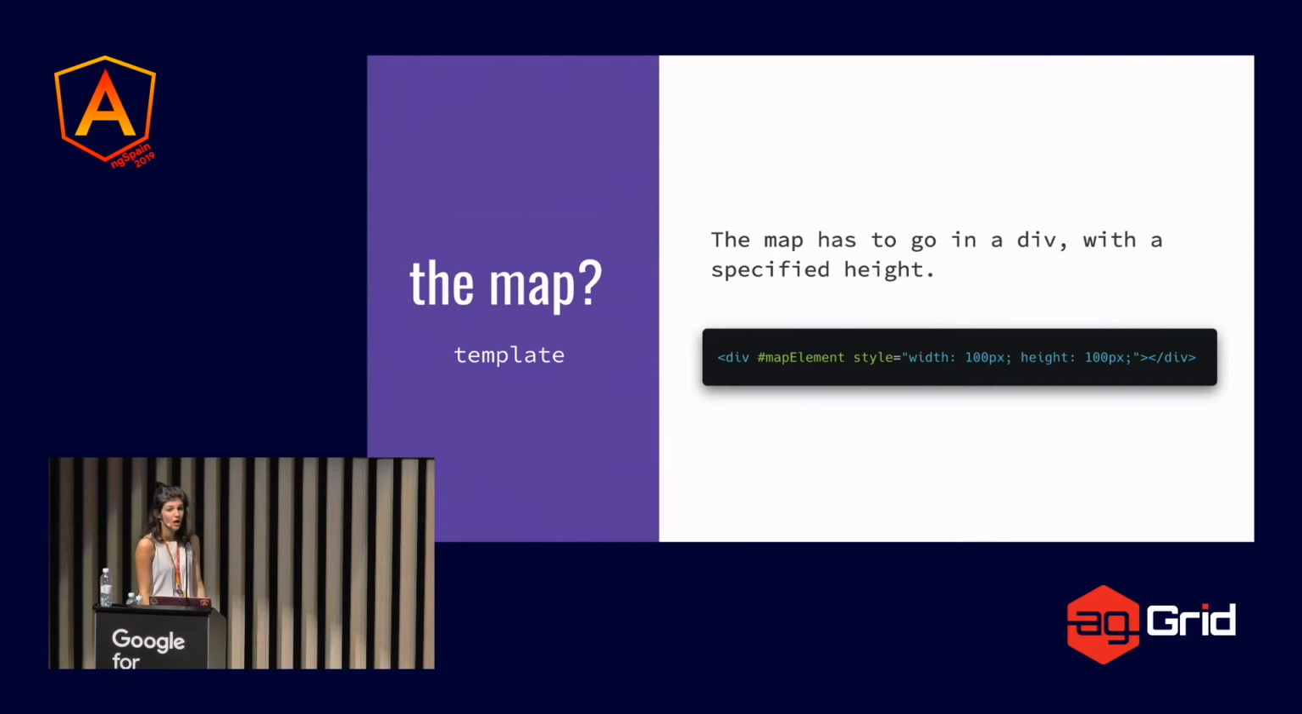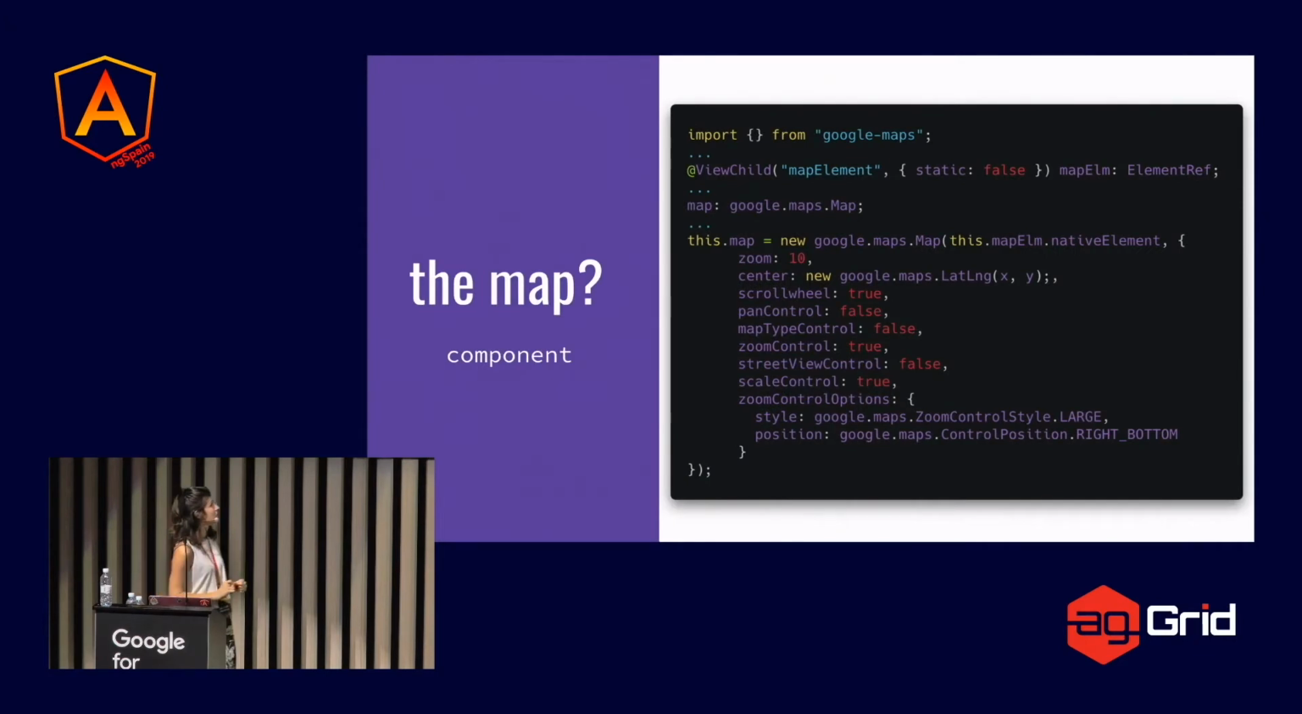So how do you actually add the map on your application? Where does it go? The map has to go in a div, right? And the div has to have a specified height, because if you just add a div there, it will have a height of 0, and the map will not appear. So it has to have a specified height. And you also give it a template reference variable.